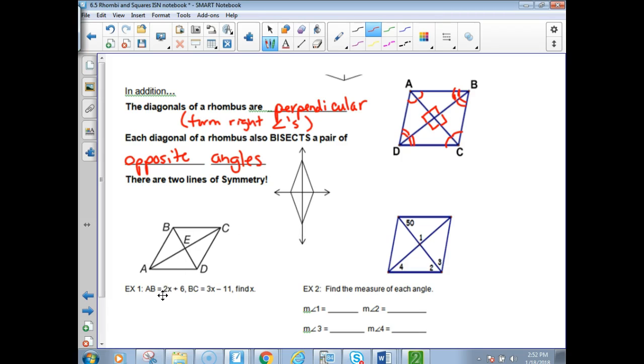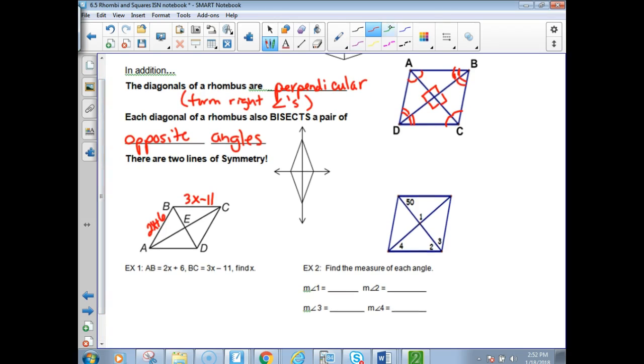This example is saying that segment AB is 2x plus 6, and that BC is 3x minus 11. What do we know about a rhombus that we just went over that would help us to solve the problem and find x? Okay, Bill? Focus. What do we know about a rhombus? Those are sides, guys. What do we know about the sides?